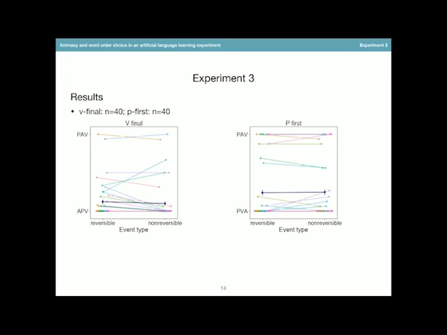So these are the results. They look very similar to what we found in experiment 2, but this time we did find an effect of event type in the V final language. Just looking at the average responses, it doesn't appear like there's much going on, but if you look at the coloured lines, 16 participants varied their word order. We still had quite a lot of people using just a single order, and of those 16, 12 people used PAV more for reversible than they did for non-reversible events. Again, we found no effect of event type in the P first language.